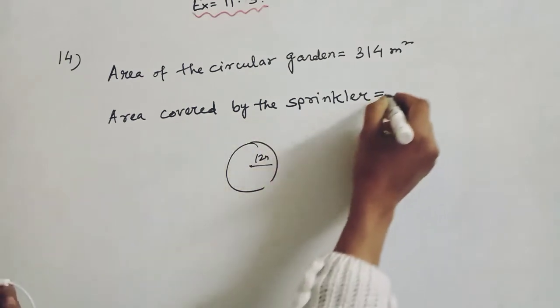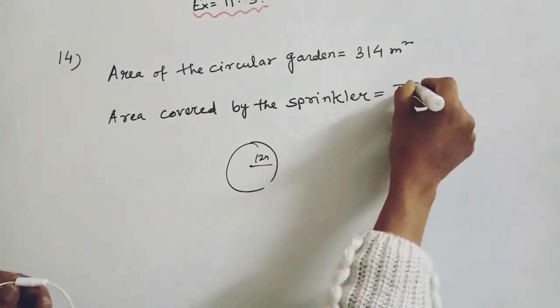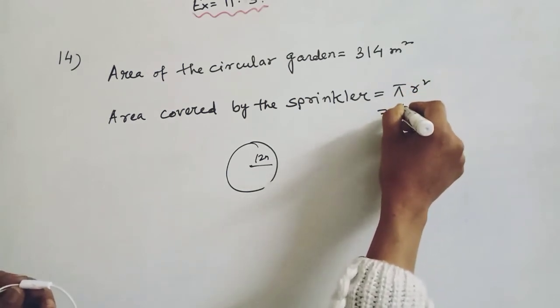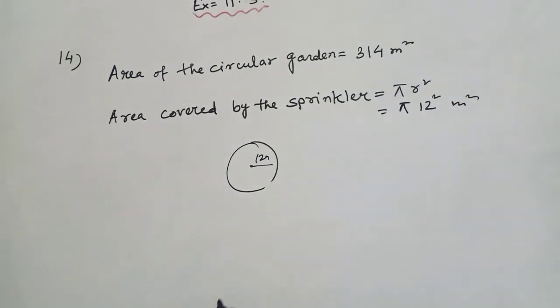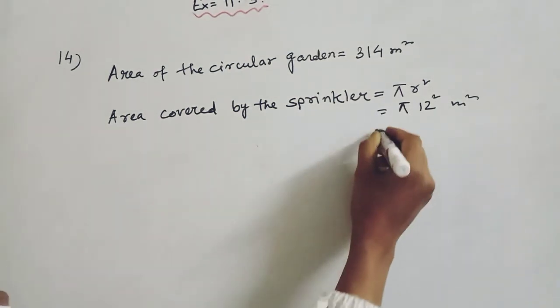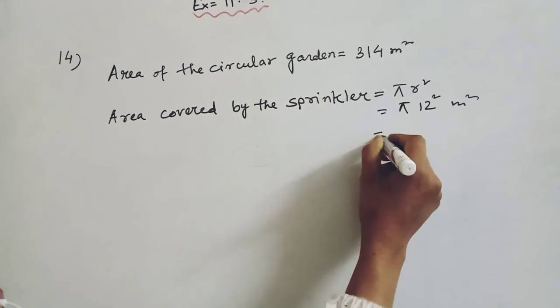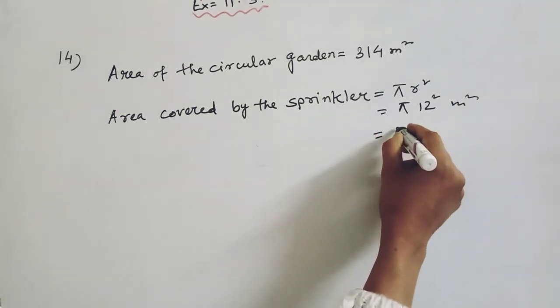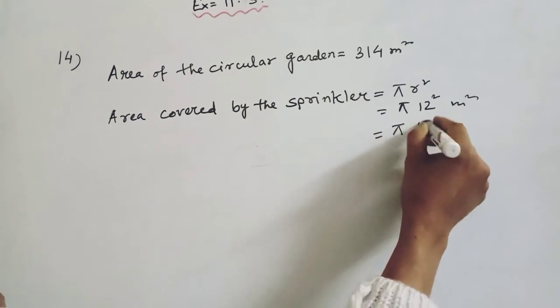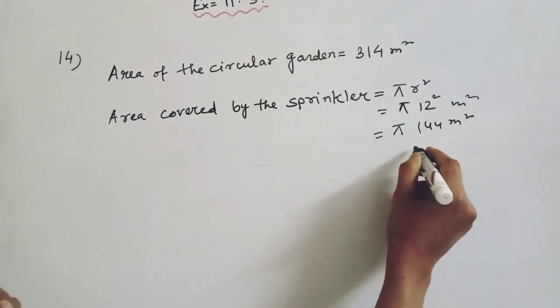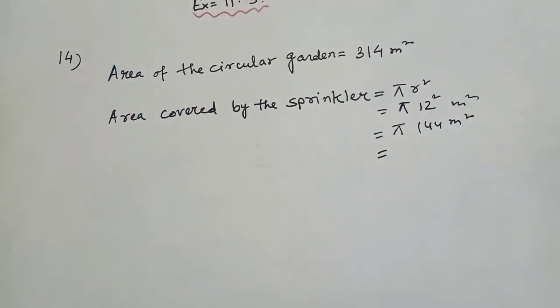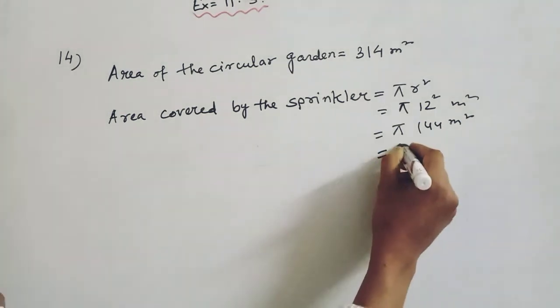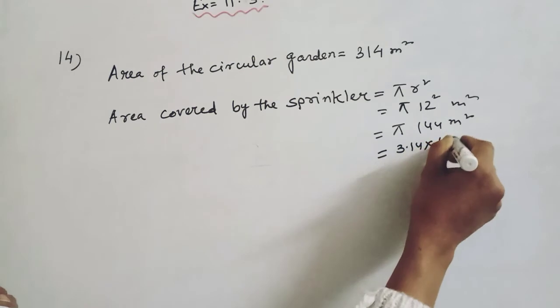So area of the sprinkler, that is pi into r square. Here radius is 12, so 12 square meter square. You will find out the area of the circular garden on which the sprinkler can water. So 12 into 12, 144 meter square. Now the value of pi is given here, 3.14. So it is 3.14 into 144 meter square.